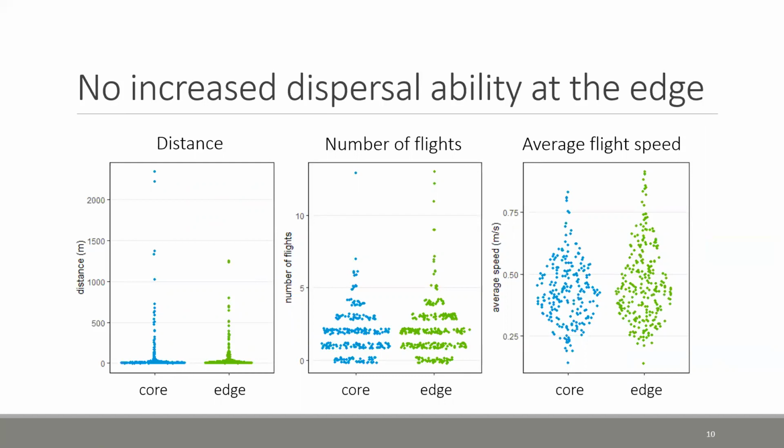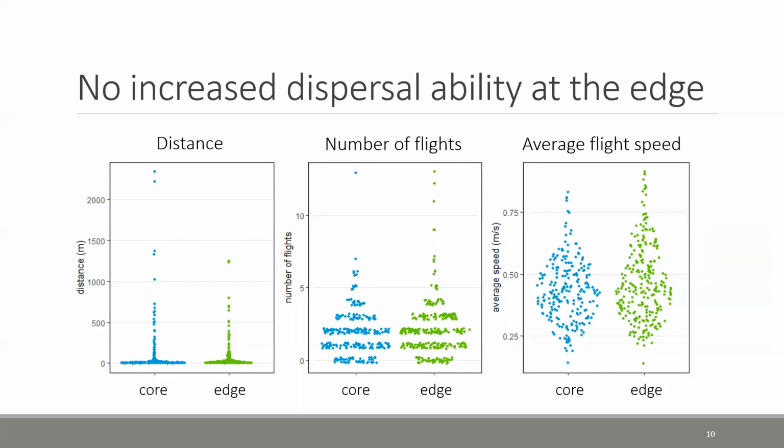And as you can see, there's a lot of variation between individuals in how far and how fast they can fly. However, there's no significant difference in any of these flight parameters between core and edge populations. So despite those strong theoretical predictions of the evolution of increased dispersal ability at the edge, we do not see that in this range expansion of the tamarisk leaf beetle.